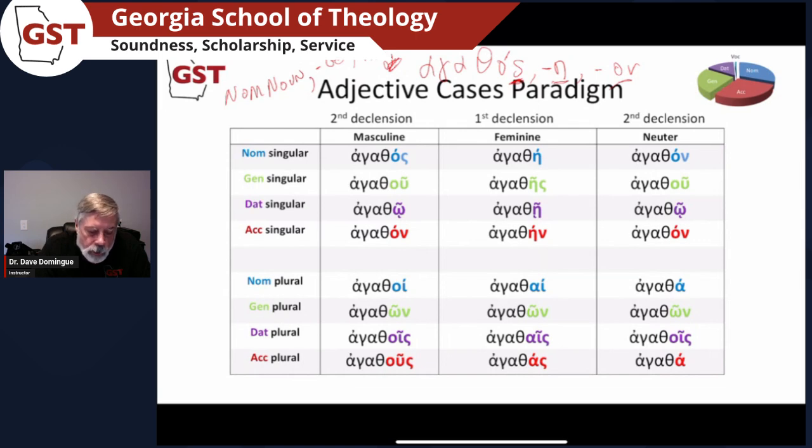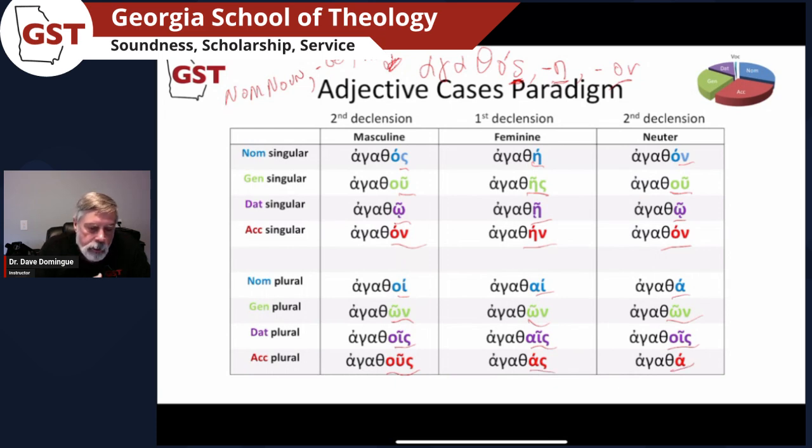And so we get agathos, agathe, agathon. Second, first, and second declension, masculine, feminine, neuter. Agathou, agathes, agathou. Agatho, agathe, agatho. Agathon, agathen, agathon. And the plural: agathoi, agathai, agatha; agathon, agathon, agathon; agathois, agathais, agathois; agathous, agathas, agatha.